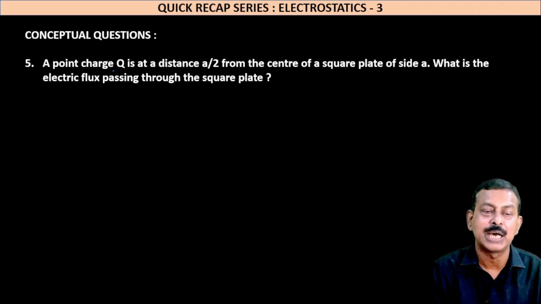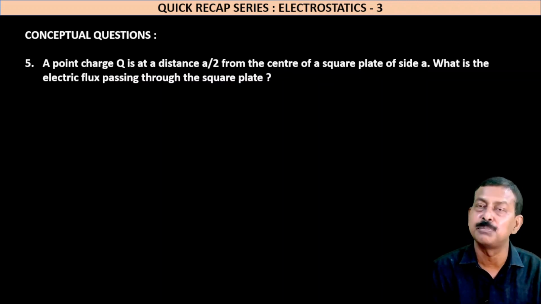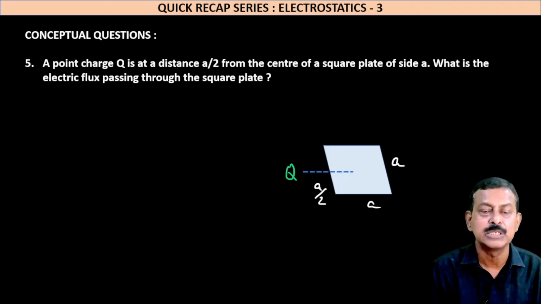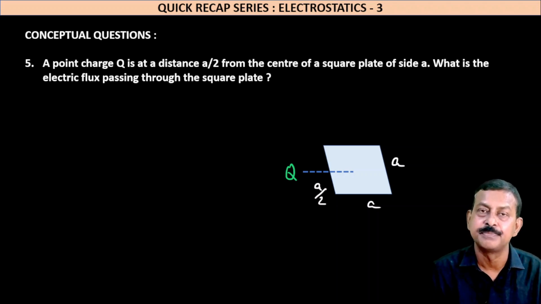A point charge capital Q is at a distance a by 2 from the center of a square plate of side A. What is the electric flux passing through the square plate? So we have to find the electric flux passing through the square plate. Suppose this is the figure. You have this square plate of side A and the given charge Q is at a distance a by 2 from the center of this plate.